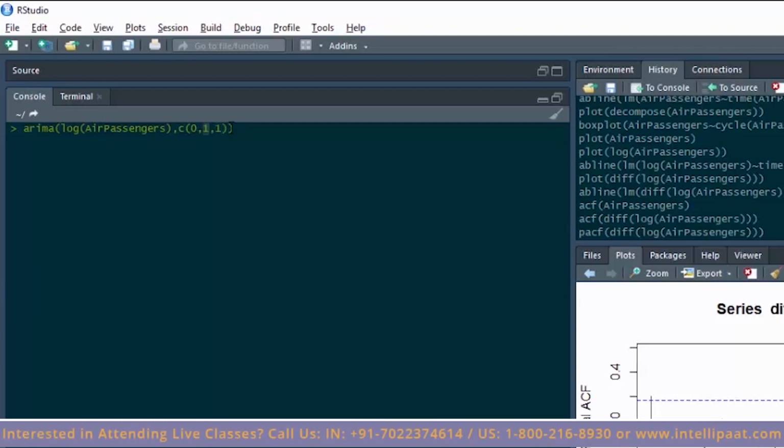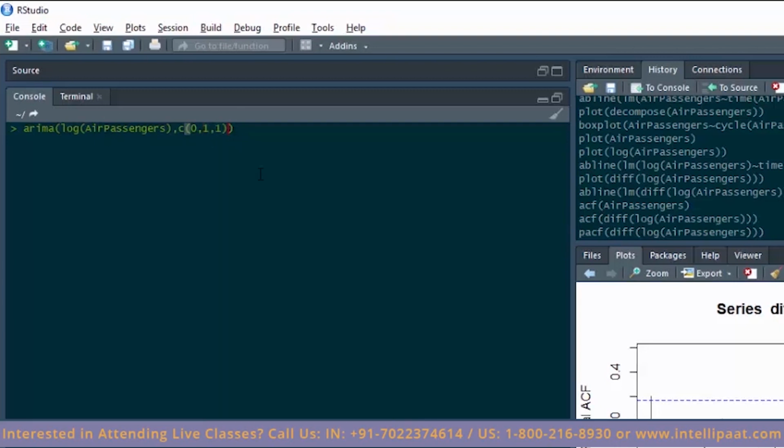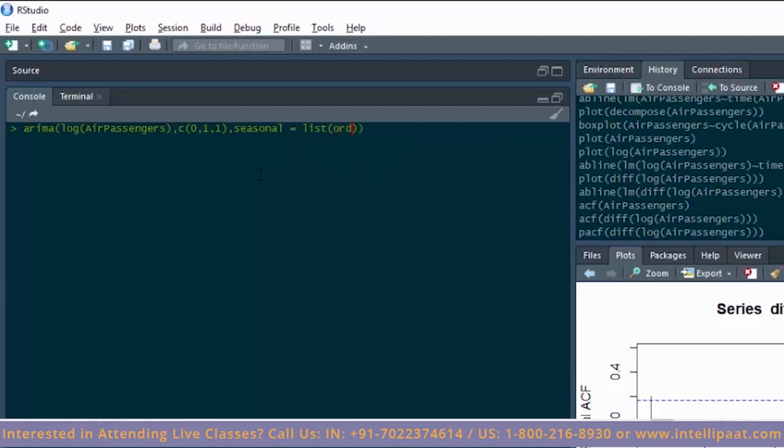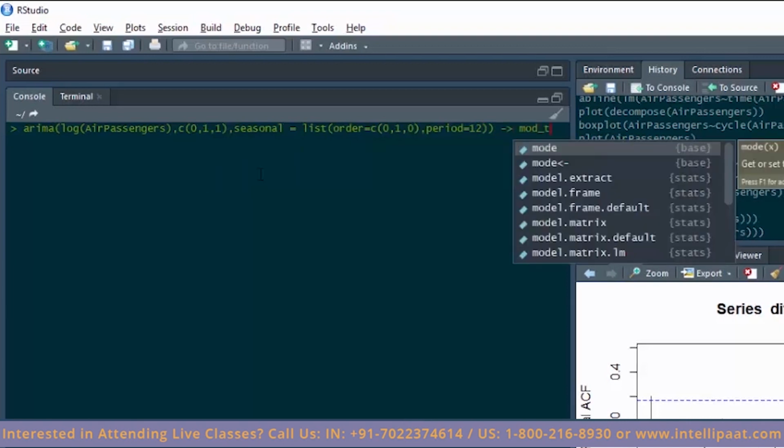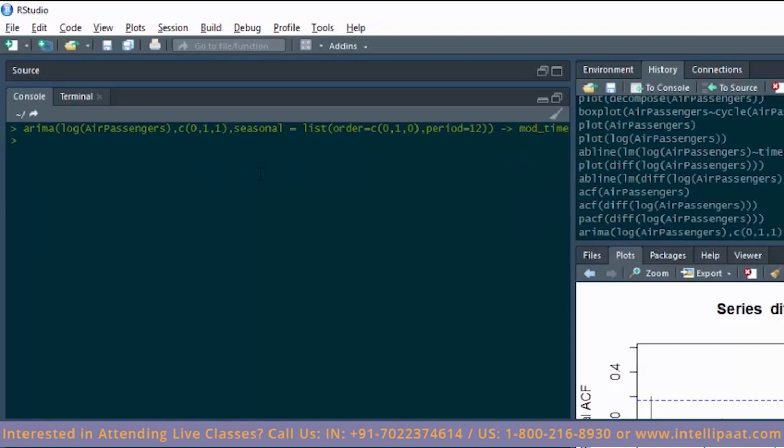And that is why I'm not differentiating this. Okay, so I've given the data set. I have also given the values of P, D and Q. Now I'll also give the seasonal parameters. So seasonal equals list, order equals c(0, 1, 0), and after this I will also give the period, and since there are 12 months in 1 year, period would be equal to 12, and I will store this in, let's say, mod time. Right guys, so we have successfully built the ARIMA model.